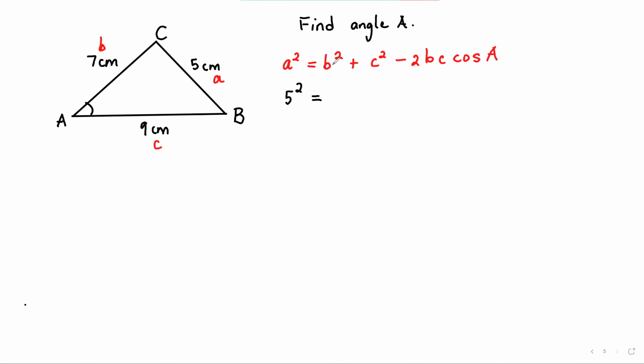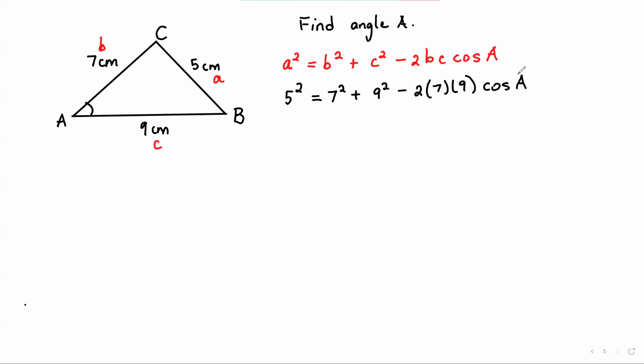B is what? 7. Right. So that'll be 7 squared plus C squared. So plus what? 9 squared. 9 squared minus 2BC would mean minus 2 times B. I'm using brackets to represent my multiplication. So 2 brackets B, which is 7, C, so I'm putting C, 9 in brackets as well, cos of A, since I don't know what angle A is.